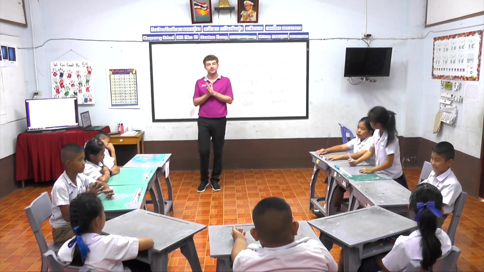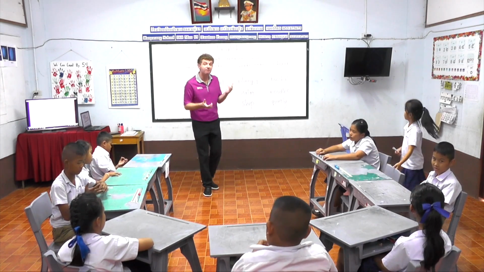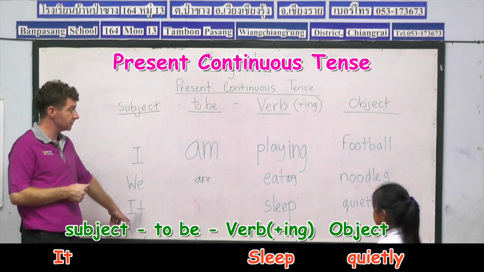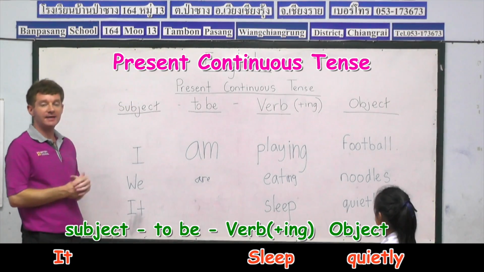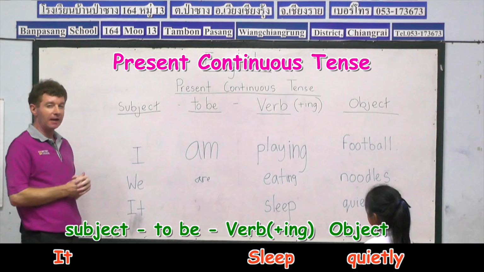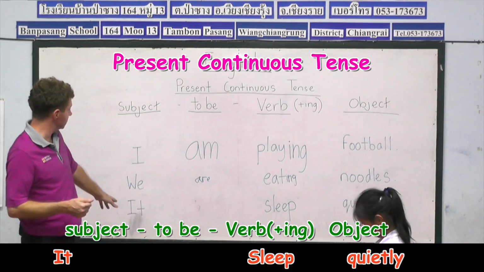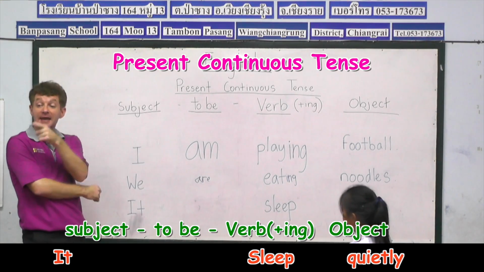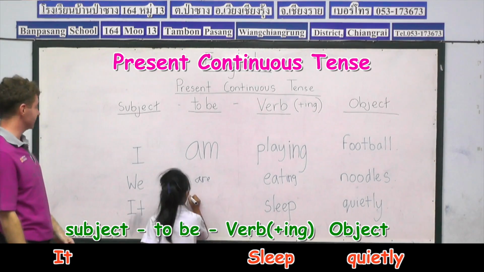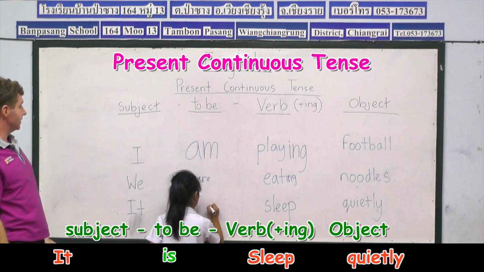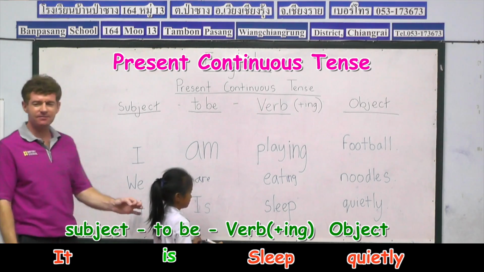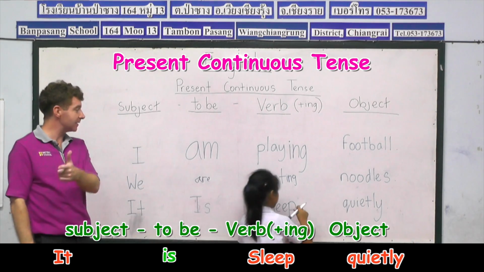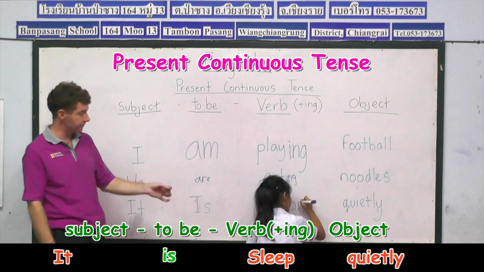Prau has the pen. So Prau can come forward and have a look at our sentence. First of all, let's read together, guys. Eat, sleep, quietly. Now that's not quite right. For present continuous, if we use the subject it, what form of verb to be, Prau? It is. Excellent. I-S. It is sleep quietly.